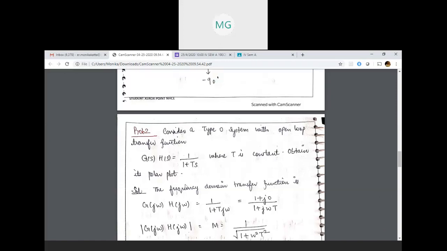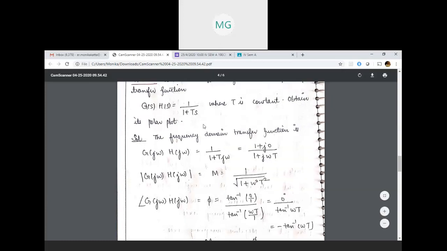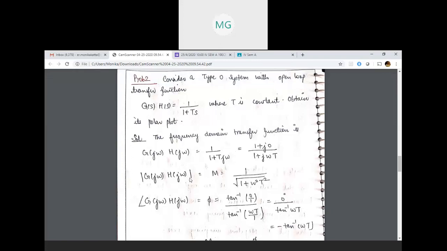Okay, so what are you going to do here? First, you will convert the transfer function to the frequency domain. So you substitute s equals j omega. So it becomes 1 plus j0 upon 1 plus j omega T. G(j omega)H(j omega), M equals 1 upon under root 1 plus omega square T square. Now angle, how will you find? Phi equals tan inverse of the imaginary part 0 by 1, minus tan inverse of the imaginary part omega T by 1. So it becomes 0 degree minus tan inverse omega T, which is equal to minus tan inverse omega T.